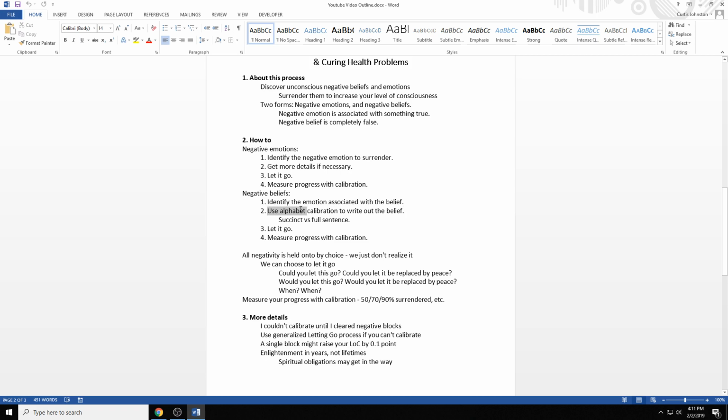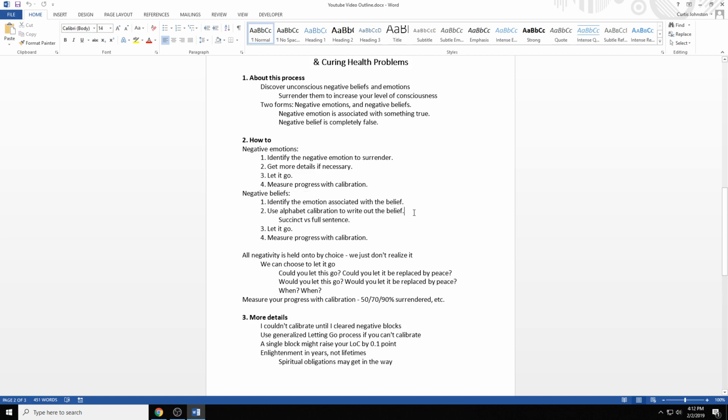And then what you're going to do is use alphabet calibration to surrender the negative belief. And you're going to do the same process that I taught you in the part 1 video to write out the belief in language that you understand, letter by letter. And once again, you can choose succinct versus full sentence.